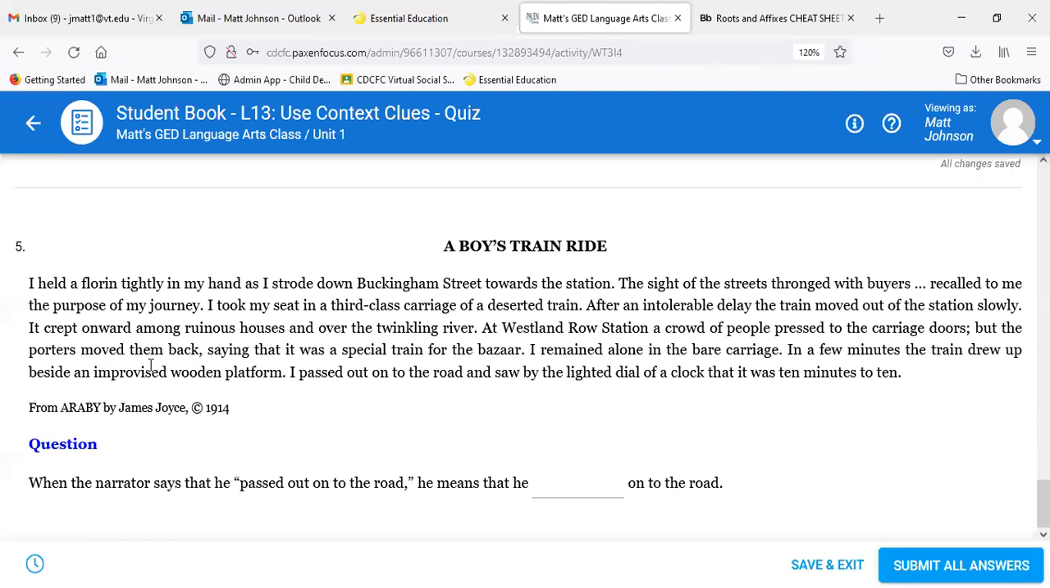Let's try Jessica again. So when the narrator says that he passed out onto the road, what does he mean by that? Passed out onto the road. Like he fainted? No. Yeah, in the modern sense. See, this is another one of those old school phrases. But where does he say that? Find the context here.